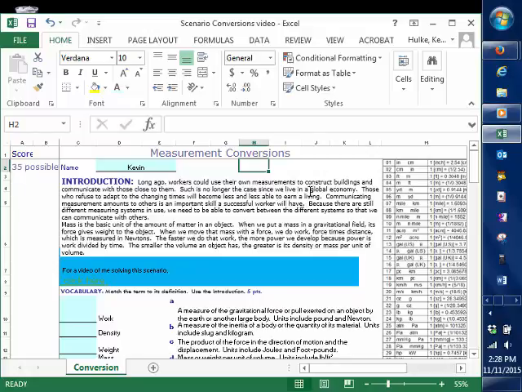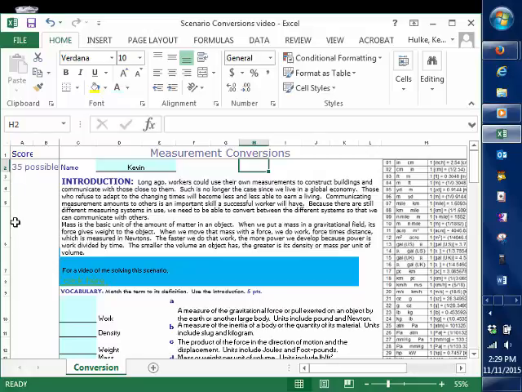Such is no longer the case since we live in a global economy. Those who refuse to adapt to the changing times will become less and less able to earn a living. Communicating measurements to others is an important skill a successful worker will have. Because there are still different measuring systems in use, we need to be able to convert between the different systems so that we can communicate with others.